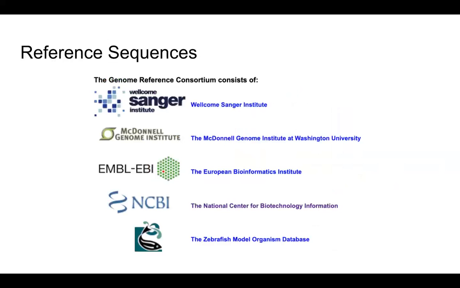Reference sequences. I've already belabored this point, but I will go into it one more time. The Genome Reference Consortium consists of a bunch of folks, including EBI, NCBI, Sanger, and WashU.